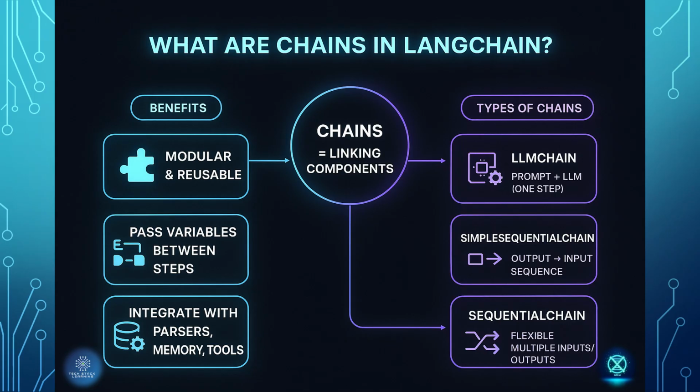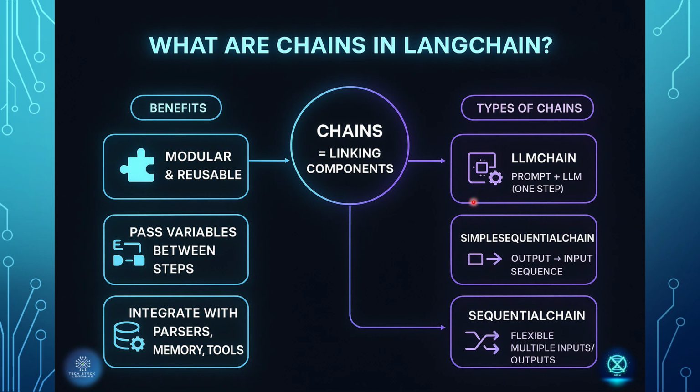Okay, so what is a chain? What are chains in LangChain? Basically, chains are LangChain's way of linking multiple components together. So instead of calling the LLM manually, you wrap them in a chain. Basically, you can create workflows within LangChain. And what are the benefits we have? It's very modular and reusable as building blocks, and we can pass variables between the steps. That is another advantage of it, and it can integrate with different parsers, memories, and tools.